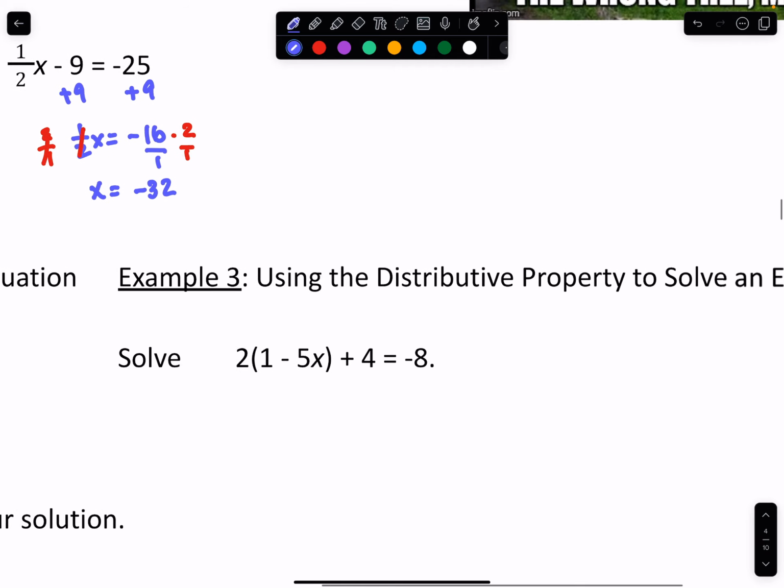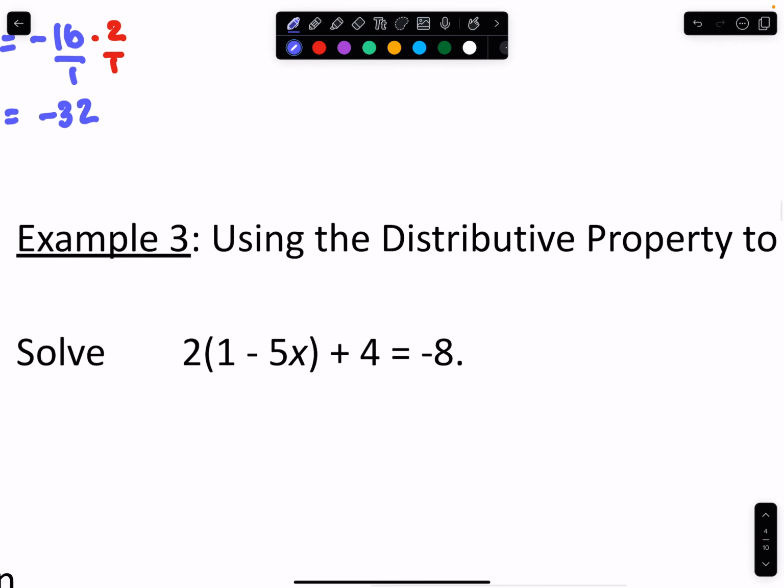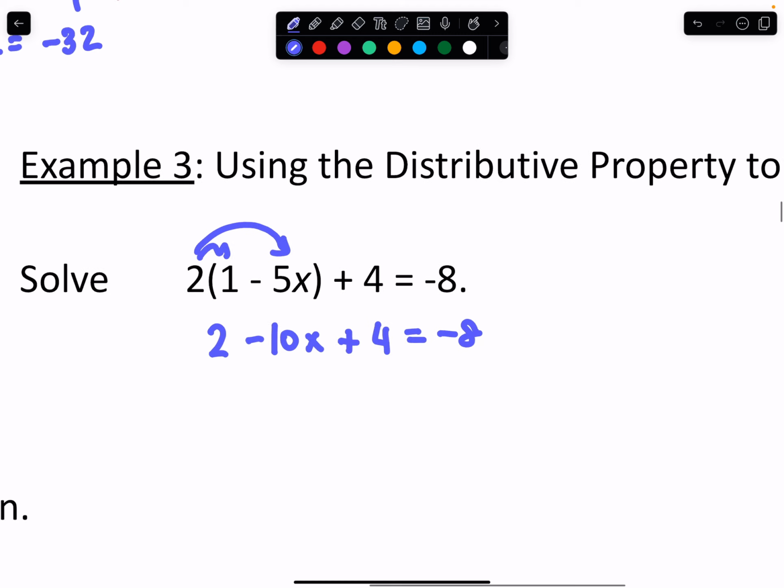Here's another example, example number 3. Sometimes you'll have to use the distributive property. So remember, always get rid of parentheses first. So here in this problem, I'm going to use the double rainbows, or the distributive property, to get rid of that first. Then I'm left with 2 minus 10x plus 4 is equal to negative 8. Let's combine my like terms here. My like terms, it looks like, are 2 and positive 4. If I combine that, you get 6. 6 minus 10x is equal to negative 8.